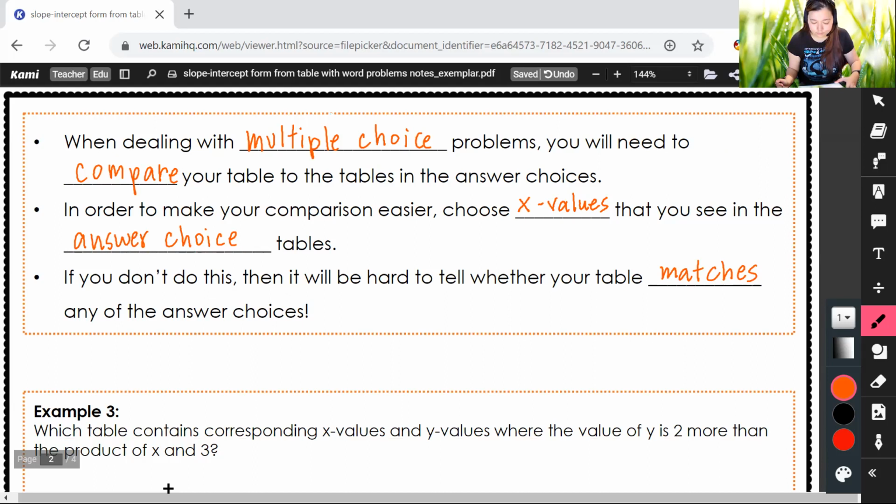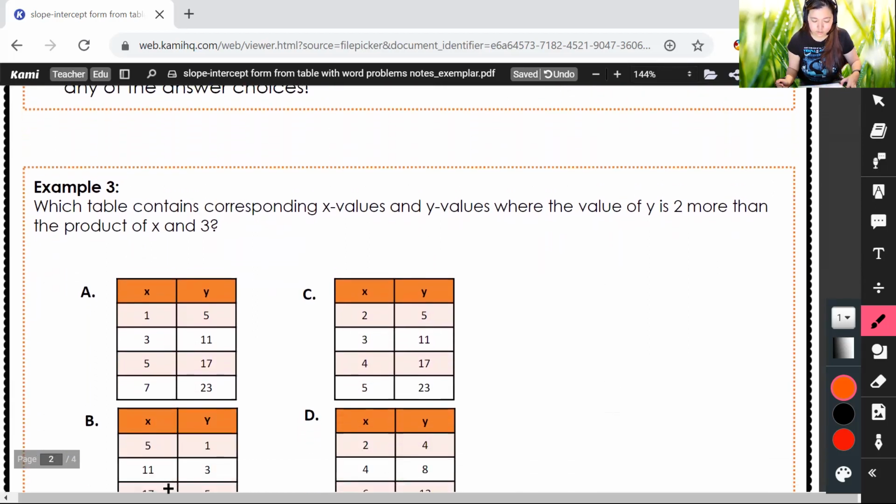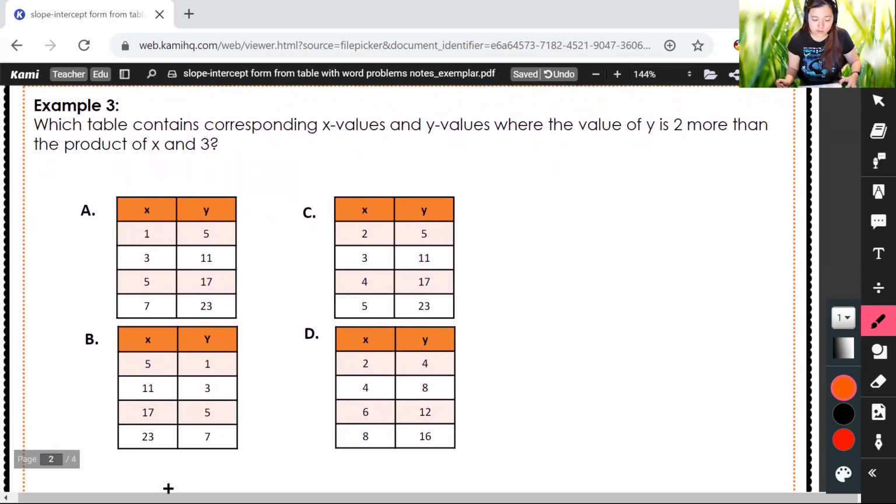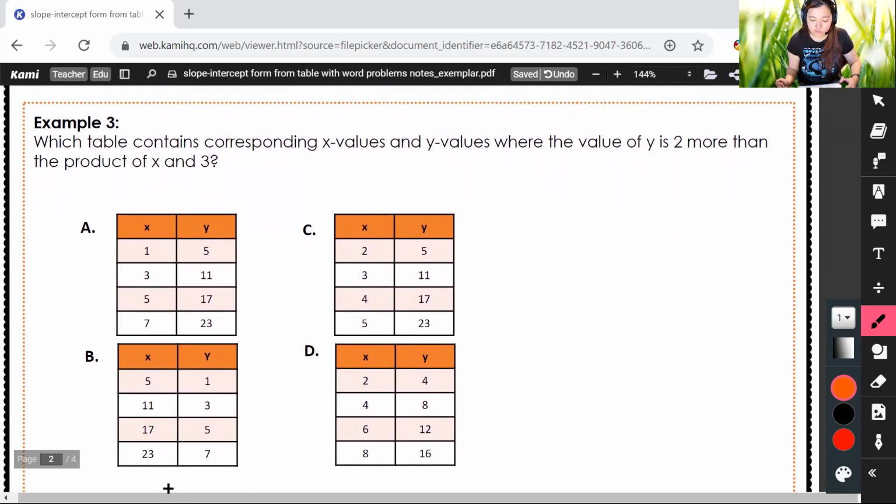So let's see an example. It says, which table contains corresponding x values and y values where the value of y is 2 more than the product of x and 3? Doesn't this sound a little bit familiar to the problem we just did? Except it has a different y-intercept, right? So we have 4 tables. We need to figure out which of these tables is correct, like it matches this equation. And so to do that, we're going to make our own table and see what happens.